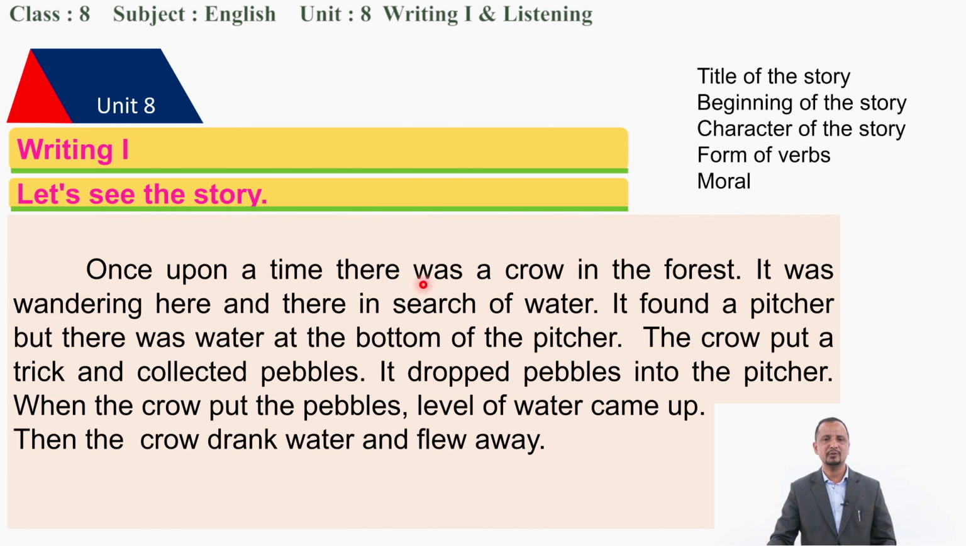Once upon a time, there was a crow in the forest. It was wandering here and there in search of water. It found a pitcher, but there was water at the bottom of the pitcher. The water was at the bottom. The crow put a trick and collected pebbles. It dropped pebbles into the pitcher. When the crow put the pebbles, the level of water came up. Then the crow drank water and flew away. This is just a sample story, dear student.